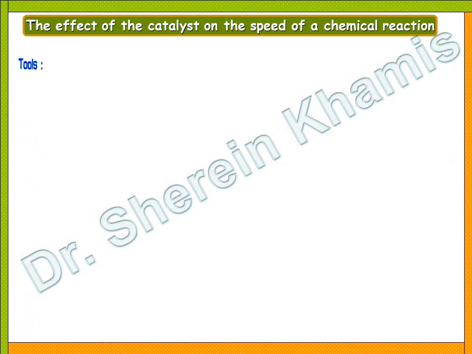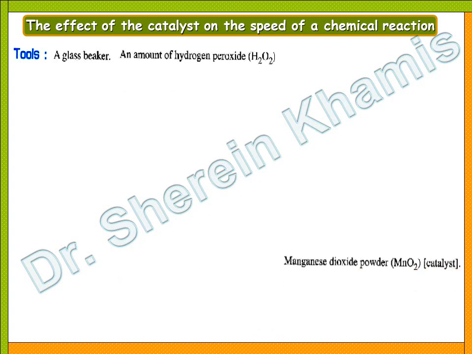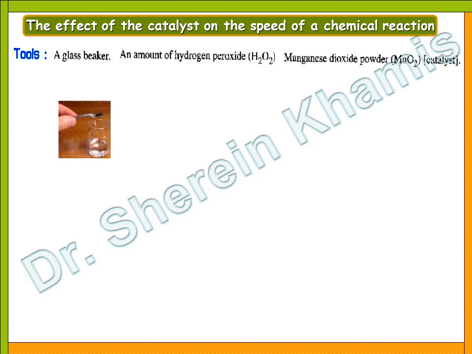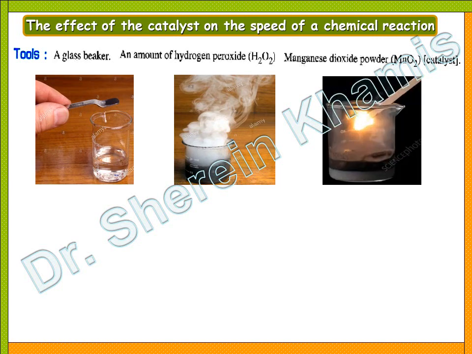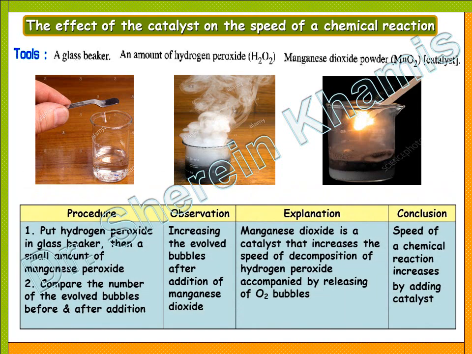Okay, we have the effect of a catalyst on the speed of a chemical reaction. We have a glass beaker and the activity illustrating it, which we have taken before in primary 6. The hydrogen peroxide decomposes in the presence of manganese dioxide as a catalyst. It gives oxygen and water. So the reaction increases the bubbles by using manganese dioxide. So the speed of a chemical reaction increases by adding a catalyst.